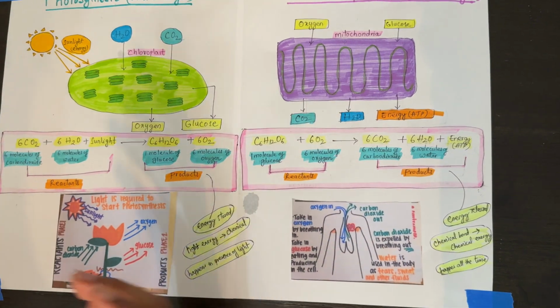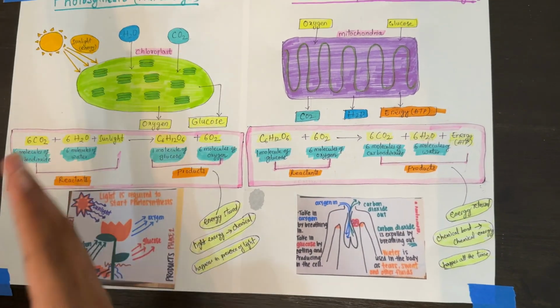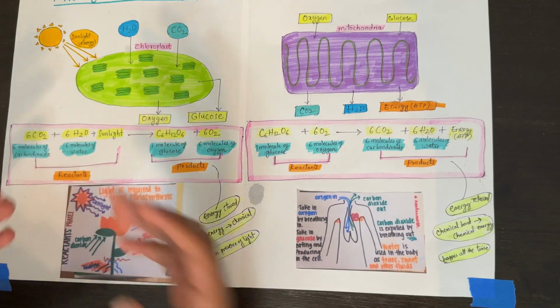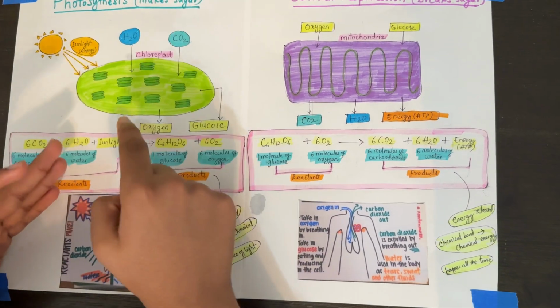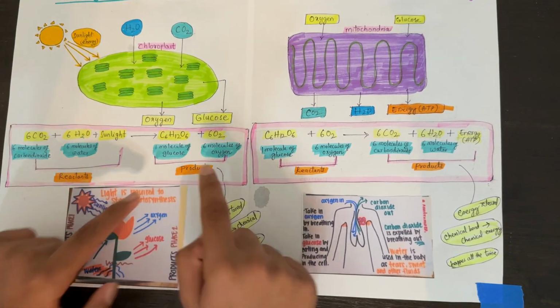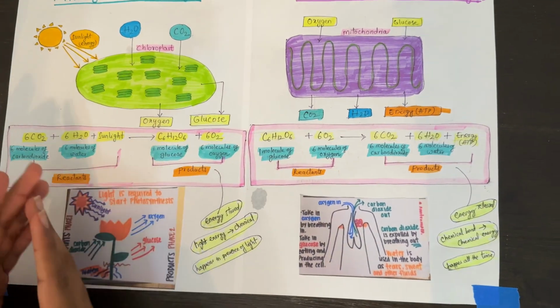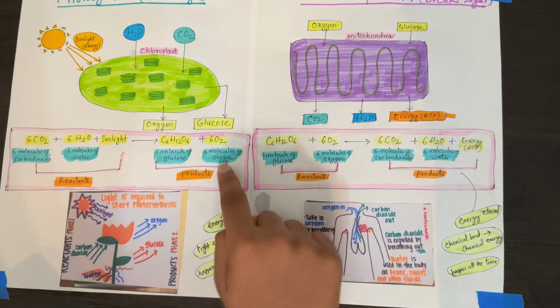So we take 6 molecules of carbon dioxide from the stomata of the leaf, 6 molecules of water from the roots, and the stored energy from the sunlight from the chloroplast, and that gives us the reactants in photosynthesis. Meanwhile, these reactants create 1 molecule of glucose and 6 molecules of oxygen.